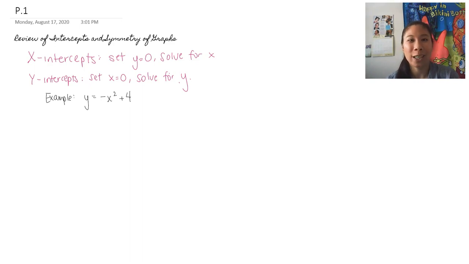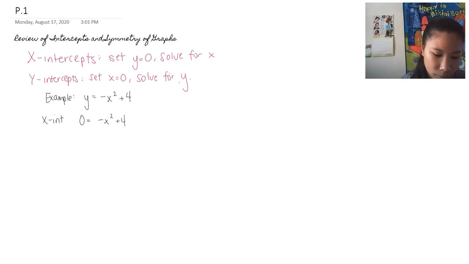If we have the function y equals negative x squared plus 4, in order to find our x and y intercepts, I'm going to start off by finding the x-intercept first. So I'm going to set y equal to 0 and then solve for x. So to solve for x, I probably want to get x by itself. So I'm going to add x squared to both sides. So I end up with x squared equals 4, square root both sides.